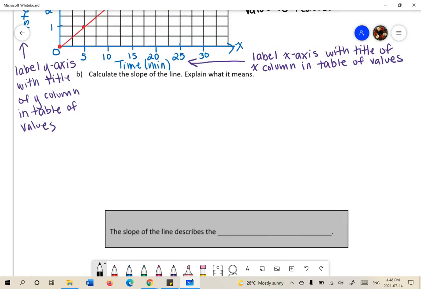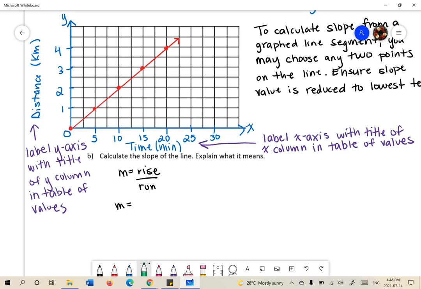To find slope, I can pick 2 points and then calculate the change in y over change in x, or I can use rise over run. It doesn't really matter. Using rise over run, I'm going to pick points 5, 1 and 10, 2. The rise between these 2 points is just 1.